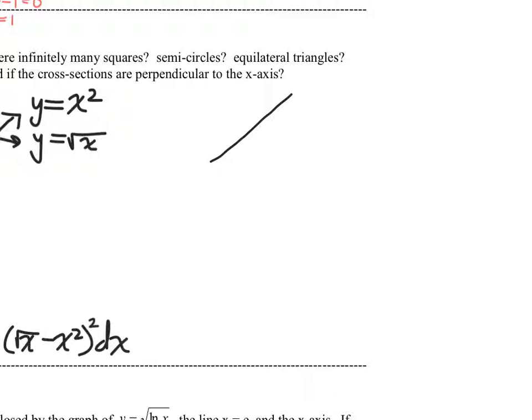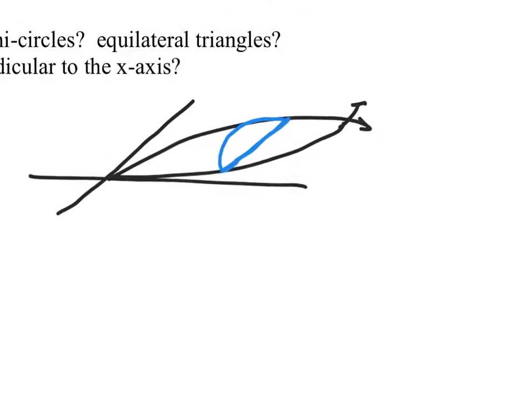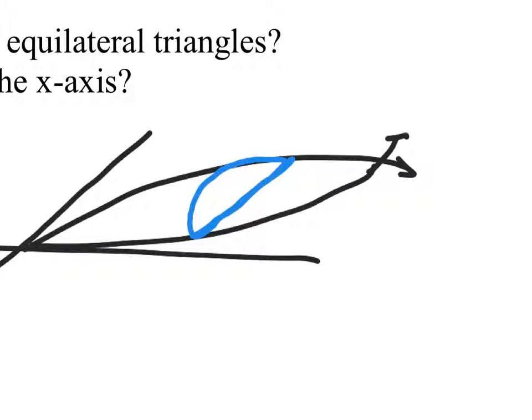So we're going to do a whoop, and then I want it to be whoop. I could do a better whoop. Whoop. There we go. All right, so I'm going to give it some thickness. That thickness is going to be dx. We already know that the length of the base is the square root of x minus x squared.